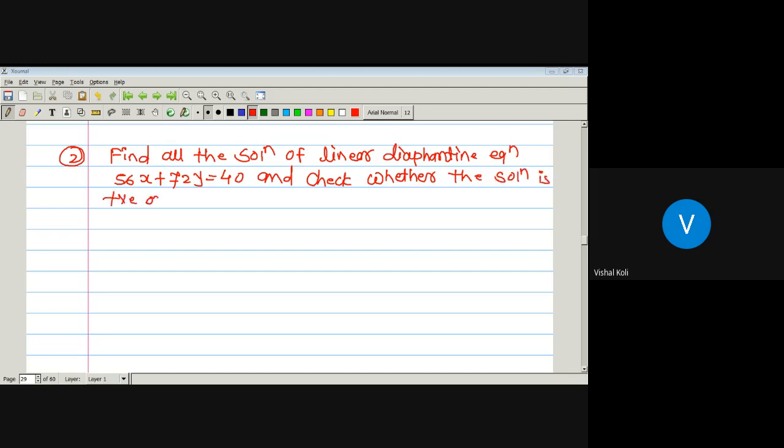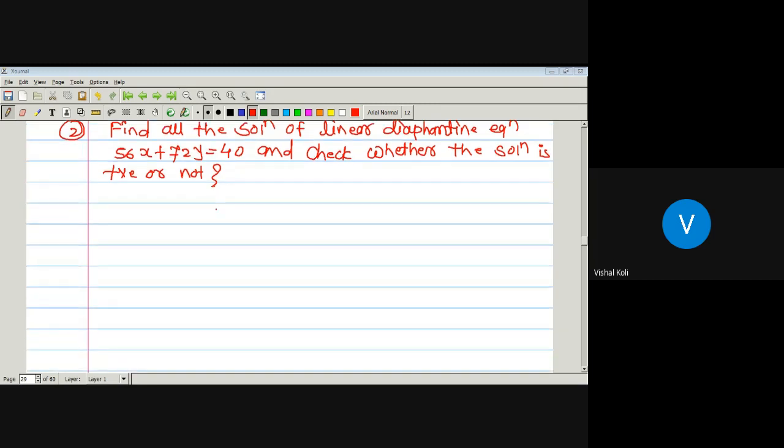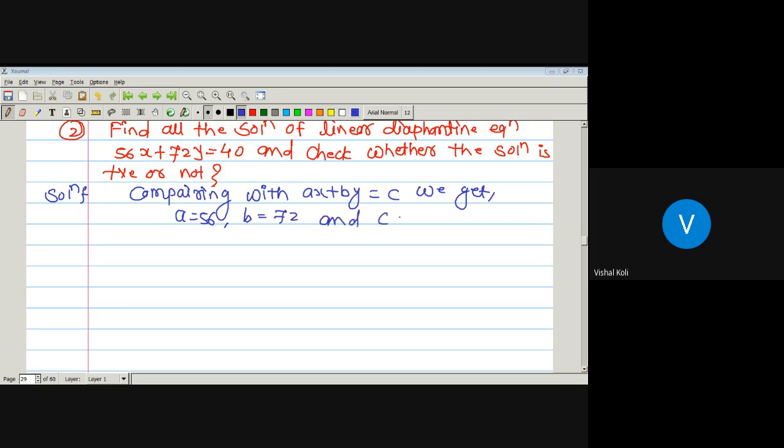First, here we have to find all the solutions, and then we have to check whether the corresponding solution is positive or not. So how will we solve? Same as our previous example. First we have to compare this with ax plus by equal to c. Comparing with ax plus by equal to c, we get the values of a, b, c: a is 56, b is 72, and c equal to 40.